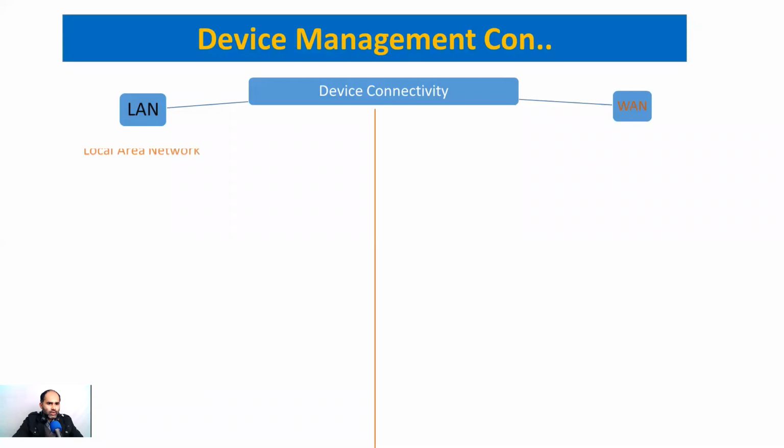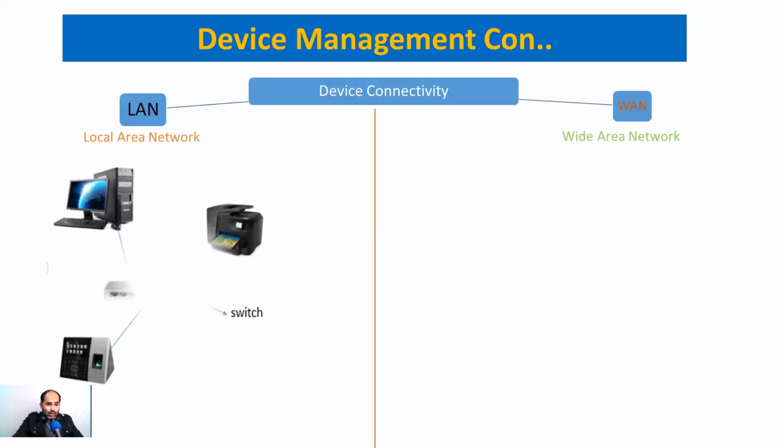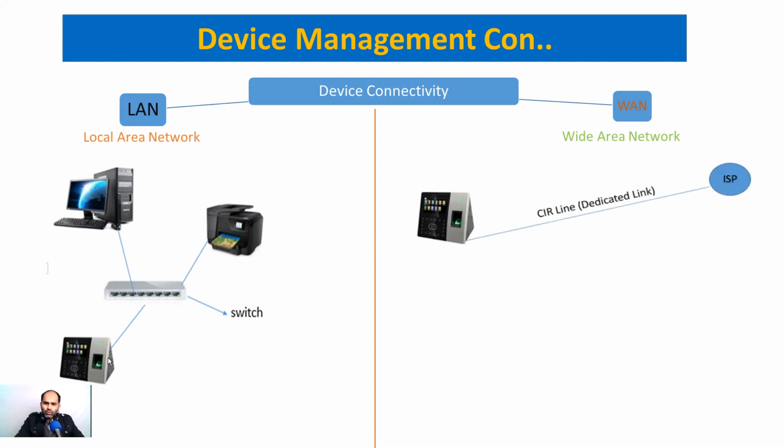On a LAN, the local network, we have a PC and a biometric machine connected through a switch. One wire from the PC and one from the biometric machine come into a switch, and through that switch we can easily connect our device. When you are in a WAN model, there are two types of WAN connectivity.